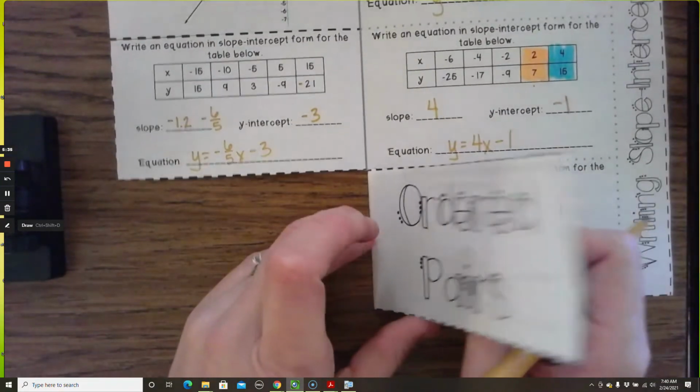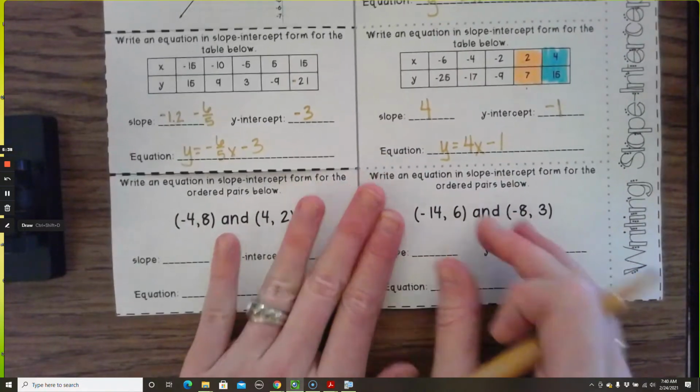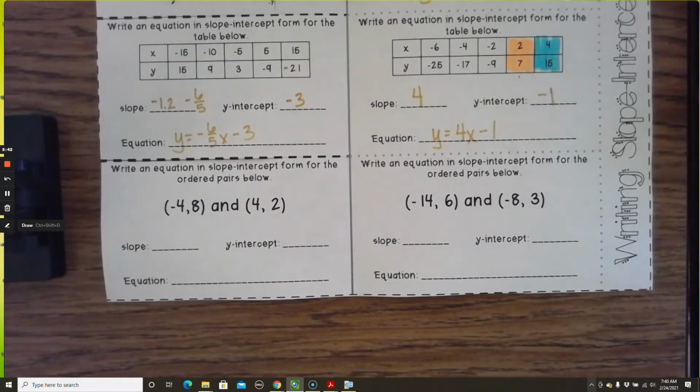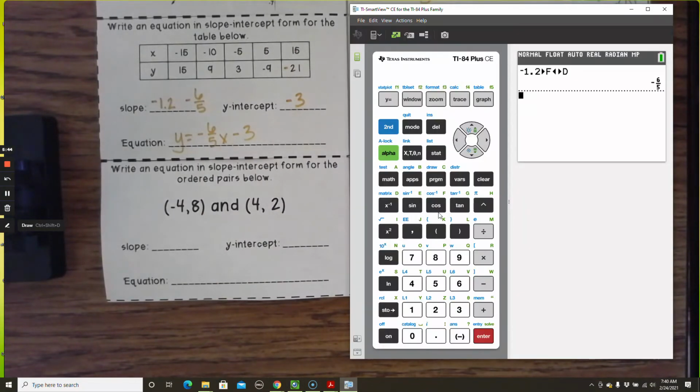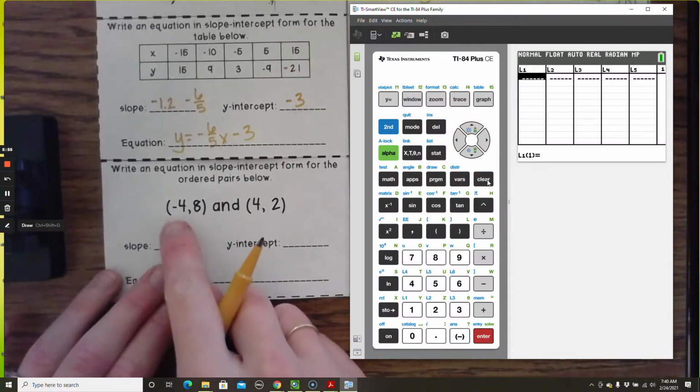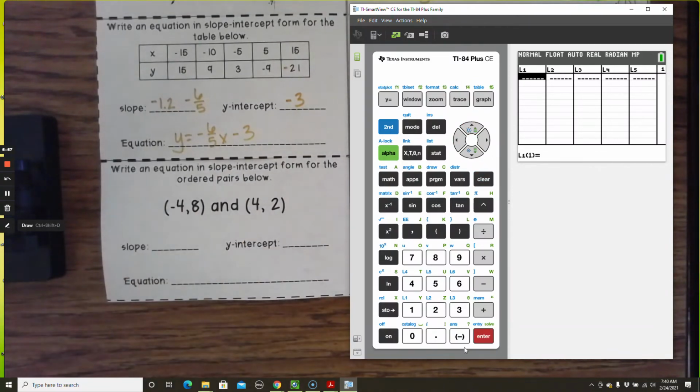And then we can also use ordered pairs. Ordered pairs are really similar to how you do it from a table. So the first example I'm going to do from the calculator again. I'm going to go to Stat 1, and I need to make sure that my lists are completely cleared out. In list 1, I put my x's. So my x's are -4 and +4. And then my y's are 8 and 2.